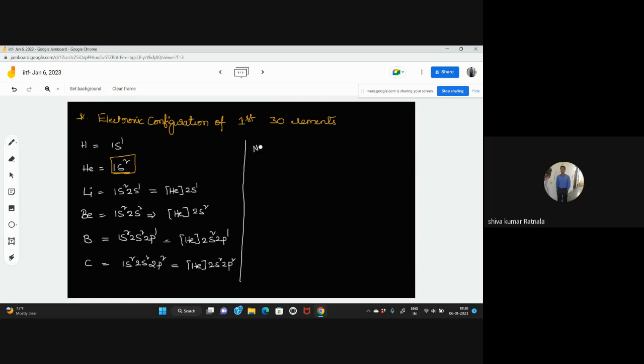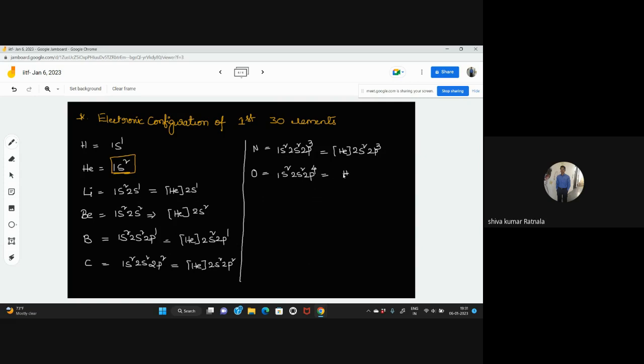Nitrogen atomic number is 7. So what is the configuration we can write? 1s2 2s2, 2p3. 2p3 only, no? This we can write as helium core 2s2 2p3. Next, oxygen. So we can write 1s2 2s2 2p4.